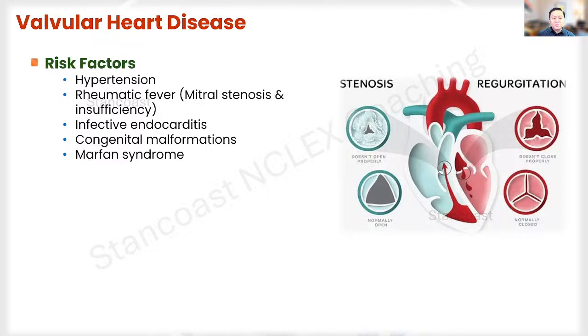And another is the Marfan syndrome, which is a connective tissue disorder that can also affect the heart valves and the other areas of the body. And this is a genetic disorder that will affect several organs.